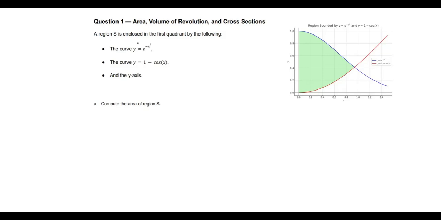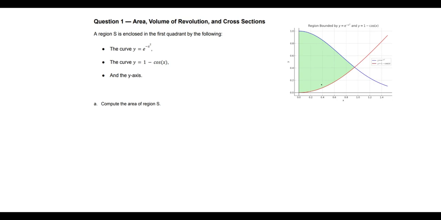Question 1 says, a region S is enclosed in the first quadrant by the following: the curve y equals e to the negative x squared, the curve y equals 1 minus cosine x, and the y-axis. Compute the area of the region S. And we have a nice little graph over here to show us the region that we're finding the area of.